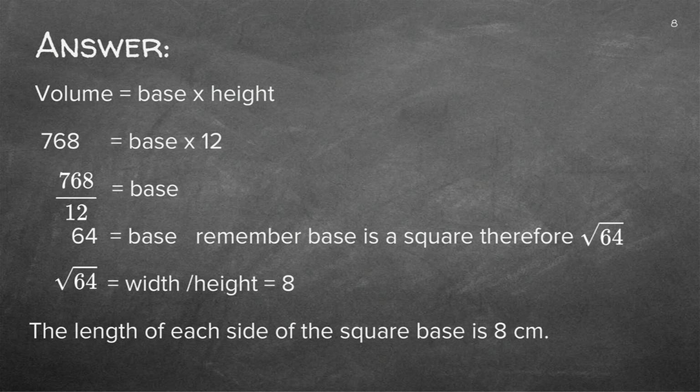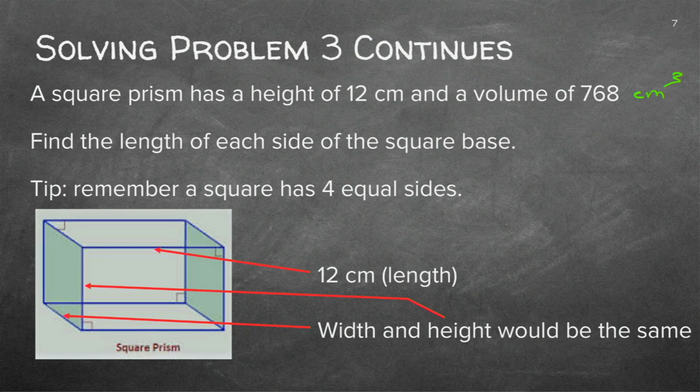Volume then is the base times the height, because the length and the width is the same. Get me? Because it's a square, right? And the height is 12. So we've got the volume equals the base times 12. So we divide it by 12. So 64 equals the base. And remember, the base is a square, therefore we get the square root of 64. So the width and the length would be 8. So the length of each side of the square base would be 8 centimeters.